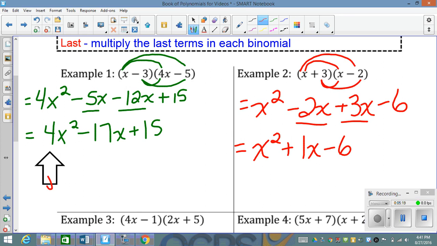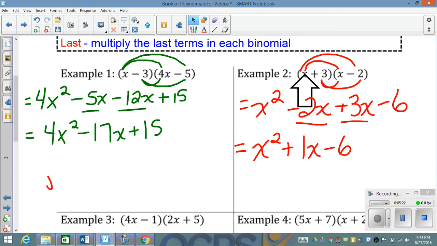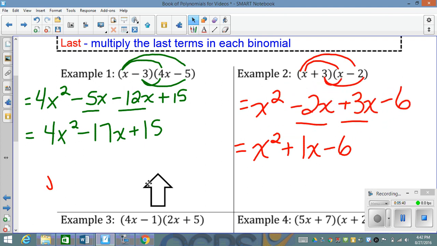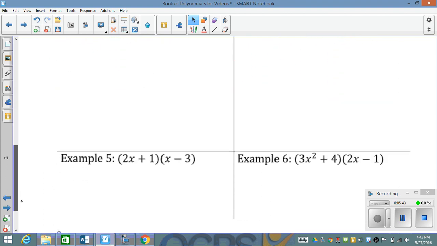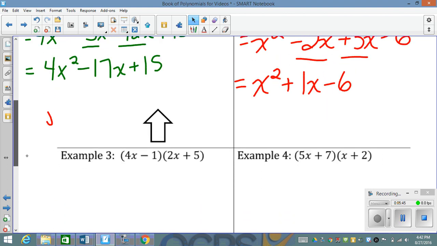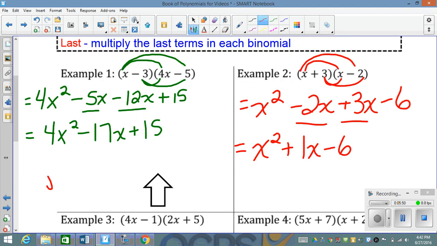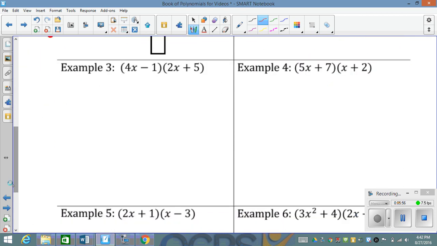So once again, I want us to realize here that we really are just distributing twice. The F and the O, the first and the outer, is distributing the x, and then the I and the L, the inner and the last, is distributing the 3. So we're really just using the distributive property twice. Okay, let's do 2 more examples here. And then the other 2 we will finish in class together. All right, so taking a look at example 3.